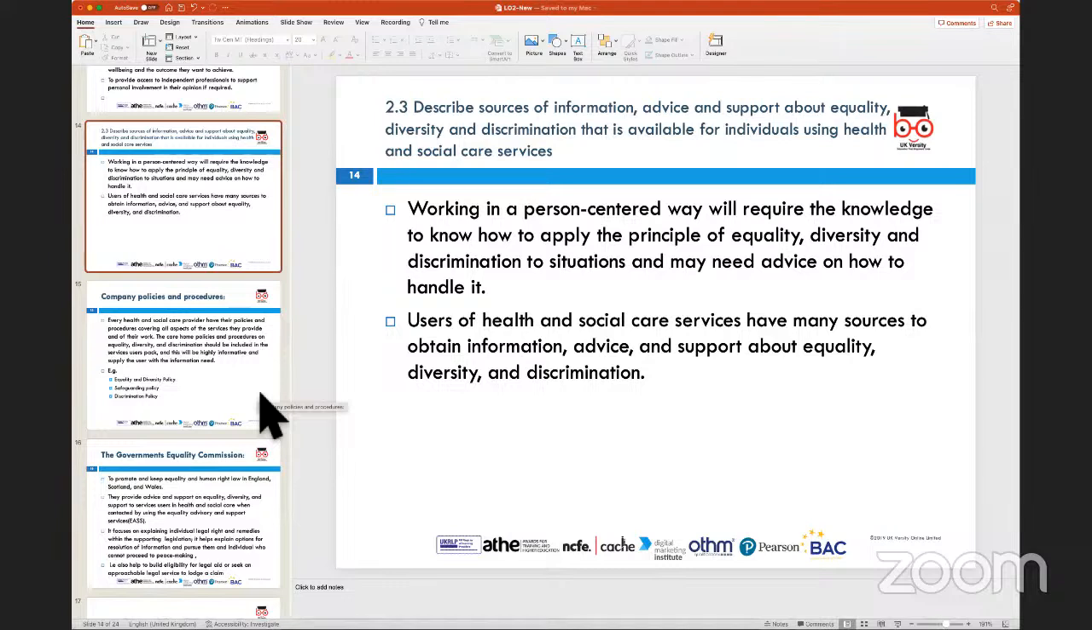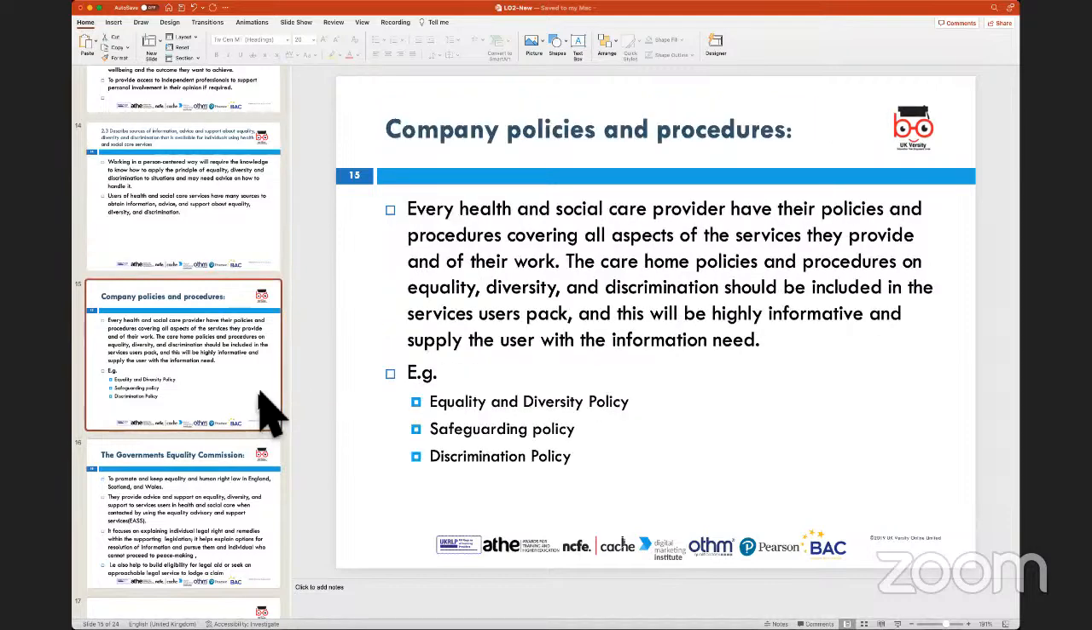Second, how would you apply this knowledge? And the third, how would you use this knowledge in situations wherein you feel this equality, diversity, and discrimination is not being meted out fairly? Now, if you look at some of the resources through which this will be made available, one would be company policies and procedures.